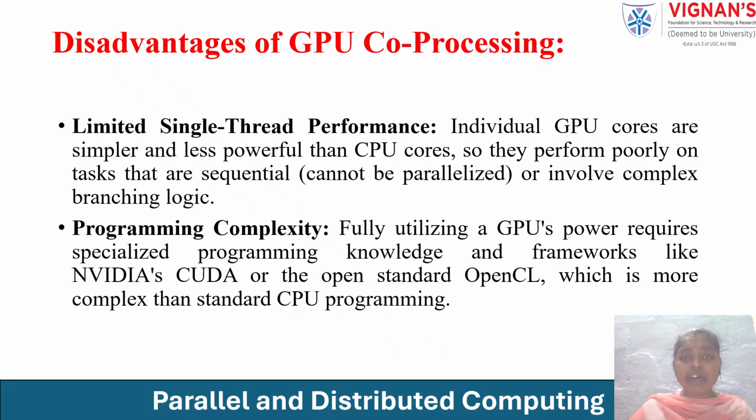Disadvantages of GPU coprocessing. Limited single thread performance. Individual GPU cores are simpler and less powerful than CPU cores, so they perform poorly on tasks that are sequential, cannot be parallelized, or involve complex branching logic. Programming complexity. Fully utilizing a GPU's power requires specialized programming knowledge and frameworks like NVIDIA's CUDA or the open standard OpenCL, which is more complex than standard CPU programming.